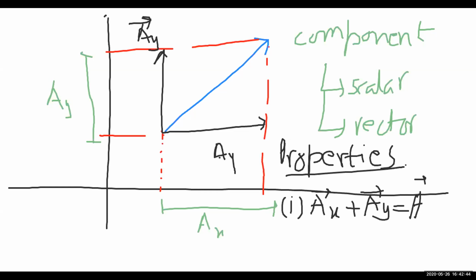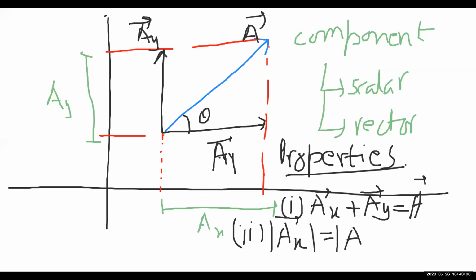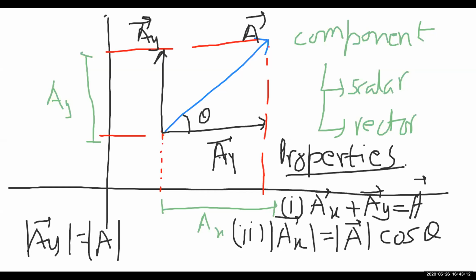The second property is that if this angle is given as theta, then we can write the magnitude of vector ax is equal to vector a multiplied by cosine theta, and the magnitude of vector ay is equal to vector a multiplied by sine theta. From the right angle triangle we can work this out.